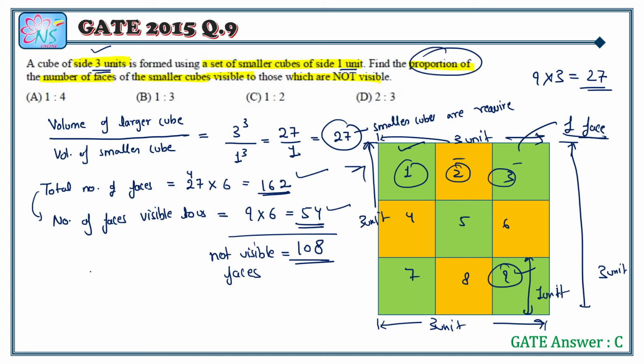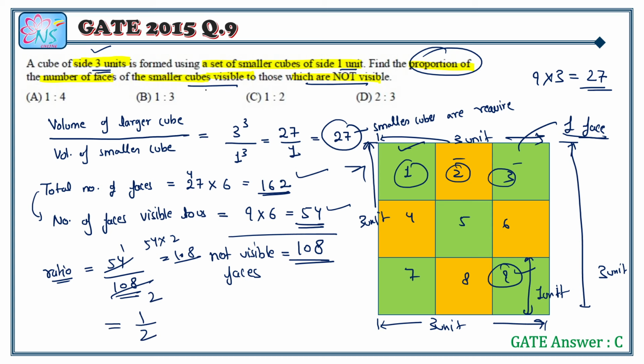Okay, meaning ratio. So the ratio will be the number of faces of a small cube visible, that is 54, divided by those which are not visible, that is 108. If we look carefully, you can see that 108 is 54 times 2. So that means 54 times 1 and 54 times 2 is 108. So we get the ratio of 1 by 2. Okay, so that means option number C is our right answer.